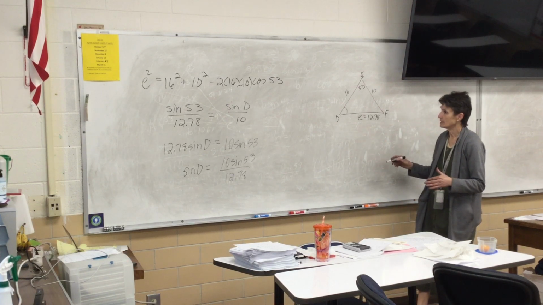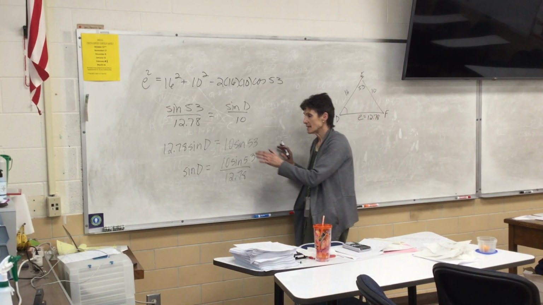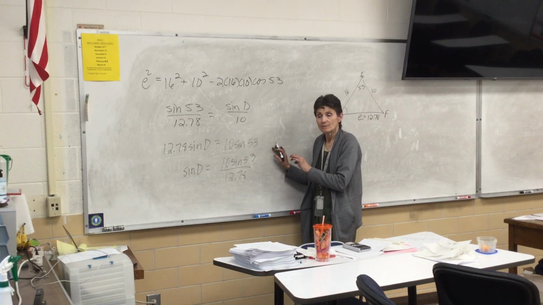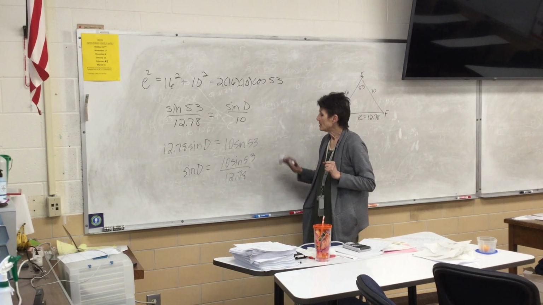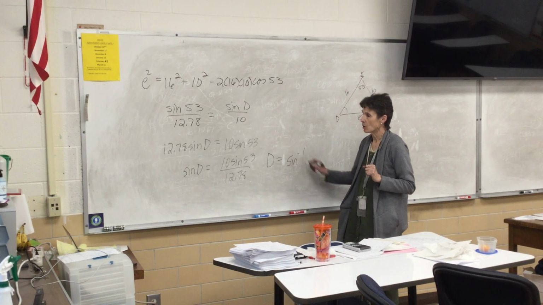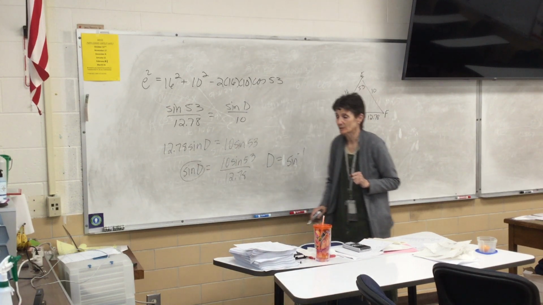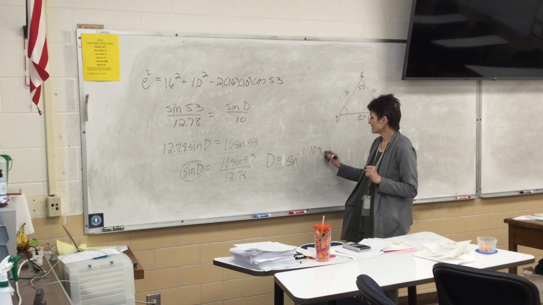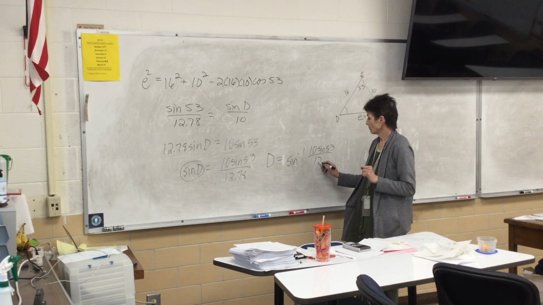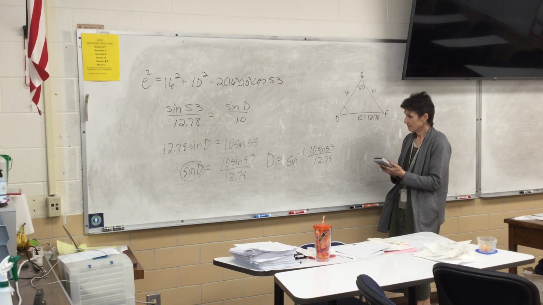Now this is different than what I had a minute ago that I just erased. This is different because this doesn't say D equals. This says sine D equals. The only way to get it to say D equals is to second sine. That is the only way. I have to second sine to break that apart and get D by itself. So second sine 10 sine 53 over 12.78. Second sine 10 sine 53 divided by 12.78.